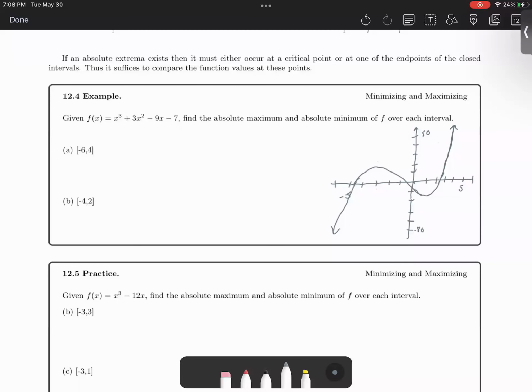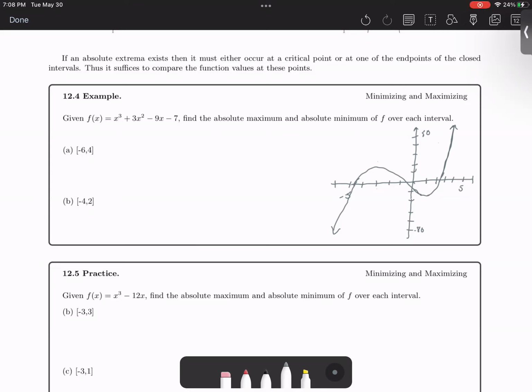Let's do this example here. So I have the graph of the function there, and that's just going to provide some context. So everything that we talked about makes a little bit more sense, hopefully. Here we want to find the absolute maximum and absolute minimum of the function f over each interval.